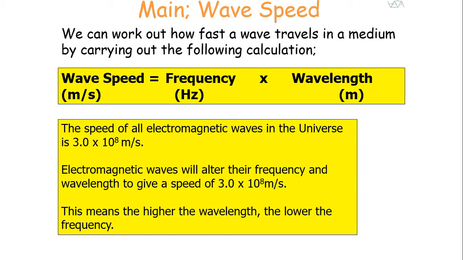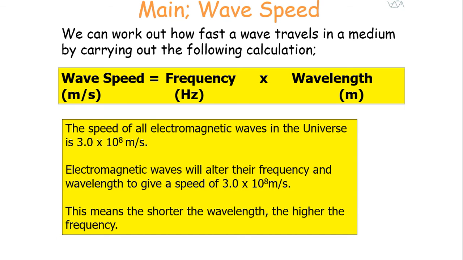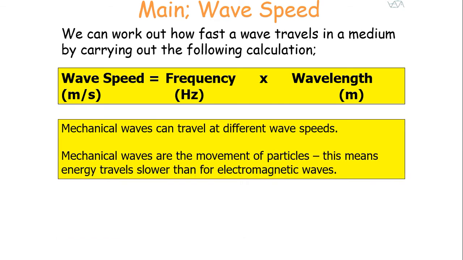The higher the frequency of an electromagnetic wave, the lower the wavelength, because when those two values multiply, it's got to equal 3.0 times 10 to the 8. So we'll just mention that the shorter the wavelength, the higher the frequency. Now, mechanical waves do not have to travel at 3.0 times 10 to the 8 meters per second. They all travel at different speeds.